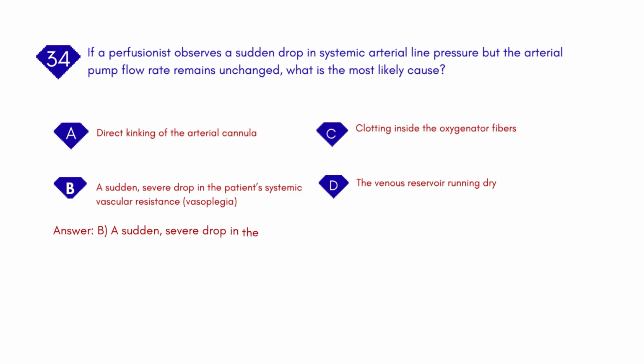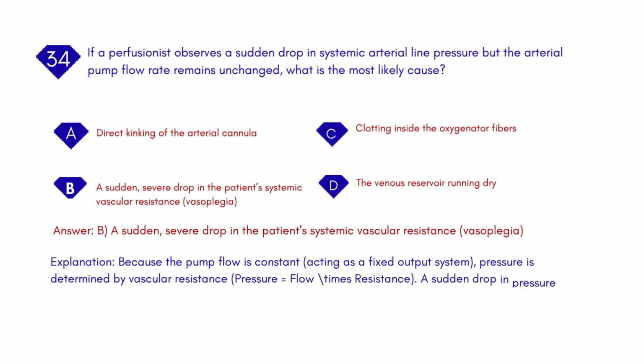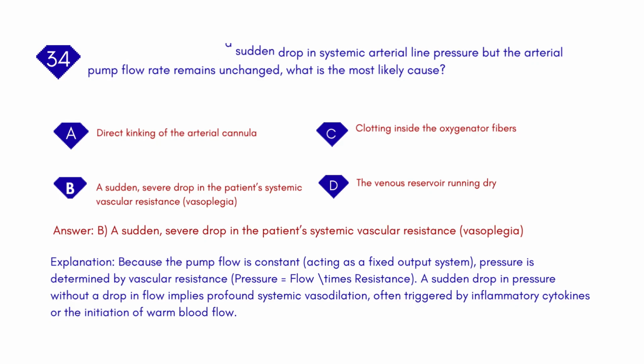Answer. B. A sudden, severe drop in the patient's systemic vascular resistance, vasoplegia. Explanation. Because the pump flow is constant, acting as a fixed output system, pressure is determined by vascular resistance. Pressure equals flow times resistance. A sudden drop in pressure without a drop in flow implies profound systemic vasodilation, often triggered by inflammatory cytokines or the initiation of warm blood flow.